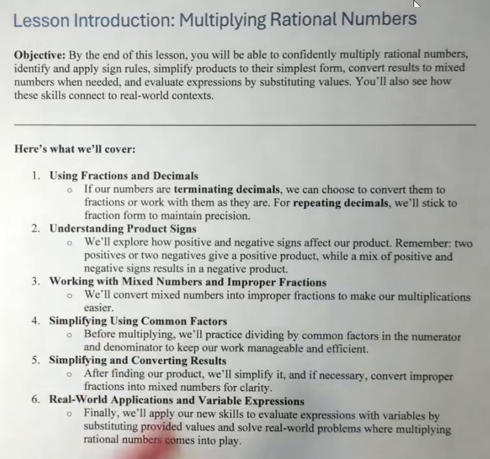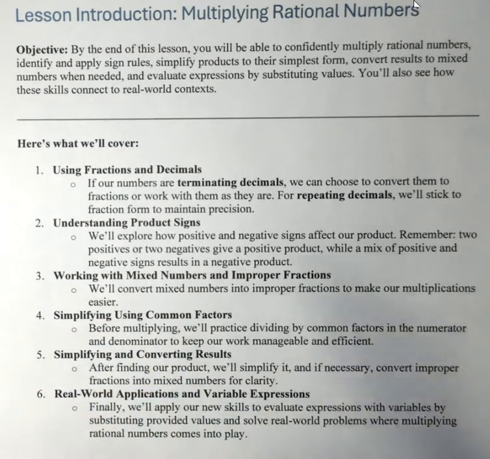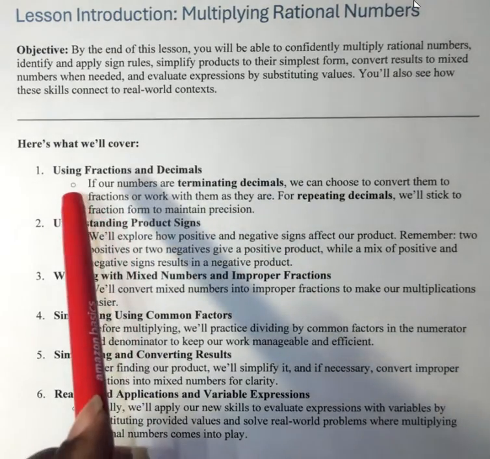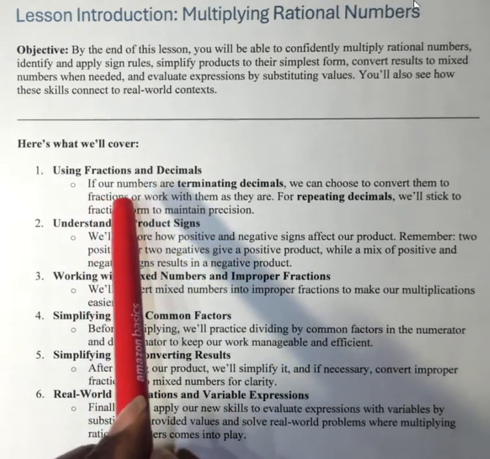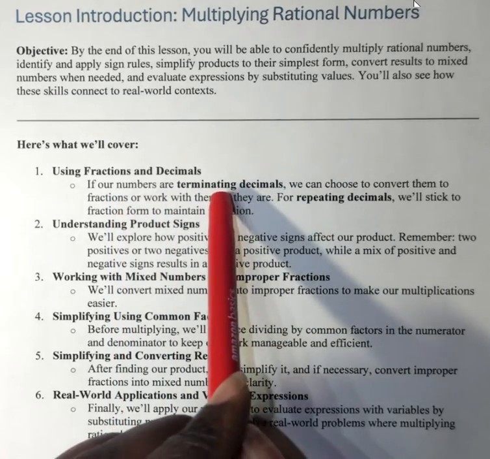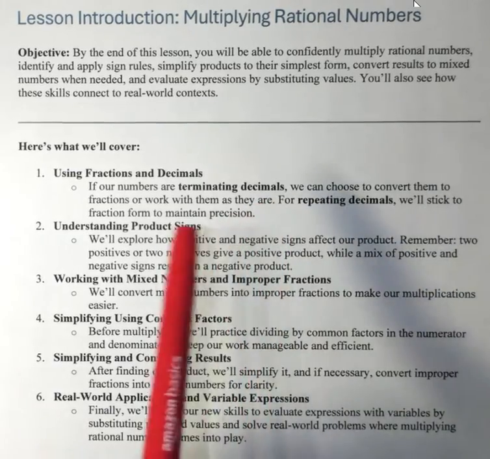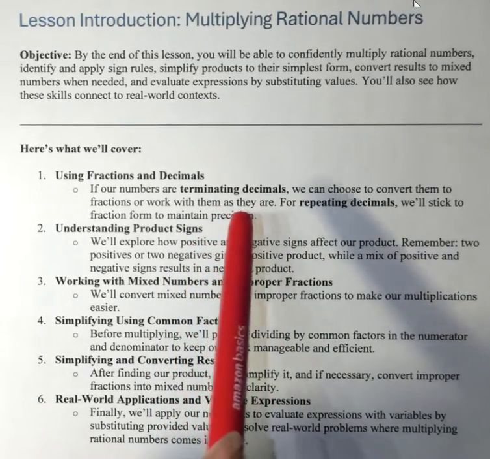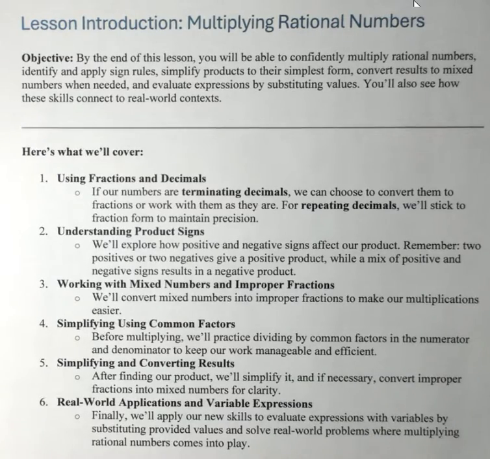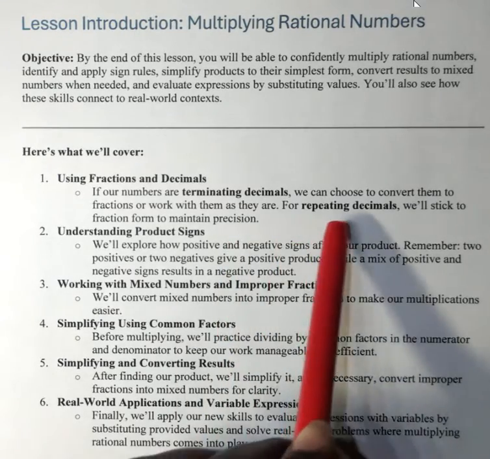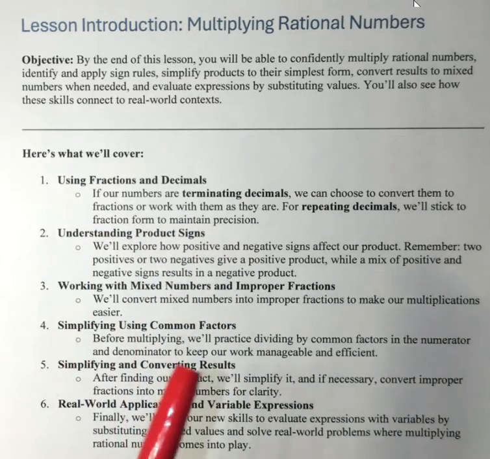So here's how we're going to cover those items in this lesson. The first thing is we're going to be looking at our fractions, looking at our terms, and seeing if they are terminating decimals. If they're terminating decimals, then we would want to convert all of the terms into decimals if you choose to use decimals, or you can convert them into fractions if you wanted to do that. Remember, if we have repeating decimals, then it's best for us to stick to the fraction form. So we're going to do the same thing here.